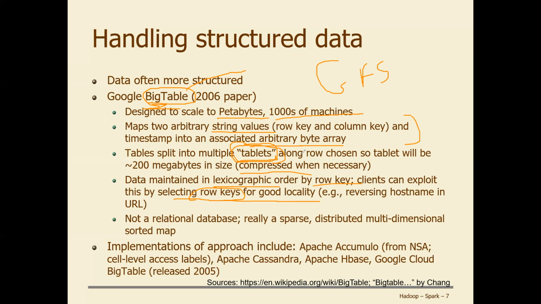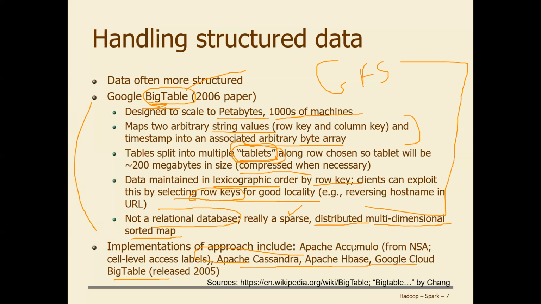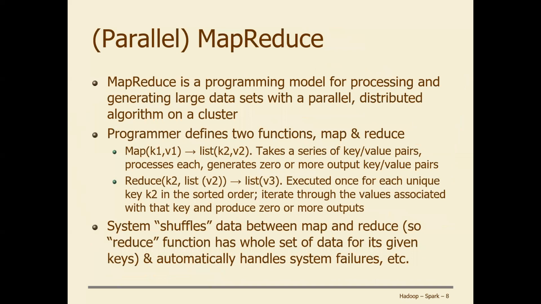So the same thing happens in HBase as well. Definitely not a relational database, it's sparse. Sparse means lots of null values. Distributed, multi-dimensional, because I'm going for thousands of columns if possible. A map or a table, you can say. Apache Cassandra, Apache HBase, Google Cloud Bigtable. All of these are doing something similar to this, but I think the most important ones for us are these two, Cassandra and HBase. So that's the stuff for this.